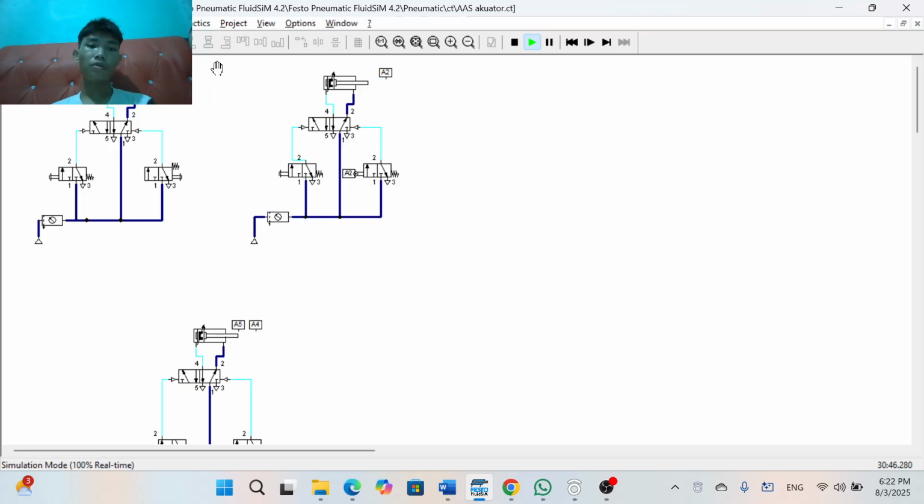So we turn to the semi-automatic. There is just a small difference between the manual system and the semi-automatic system. The difference is I added a limit switch on the right side. So I changed the push button valve 3 per 2 to a limit switch 3 per 2.